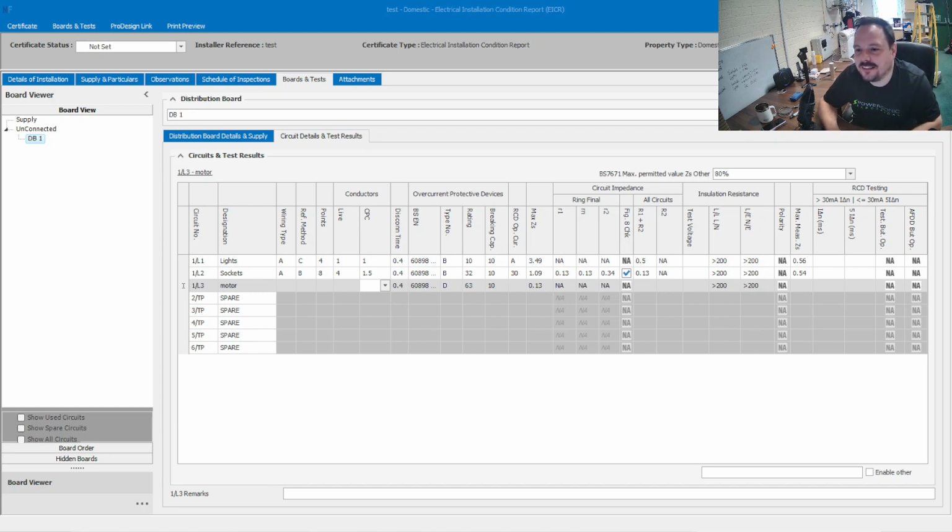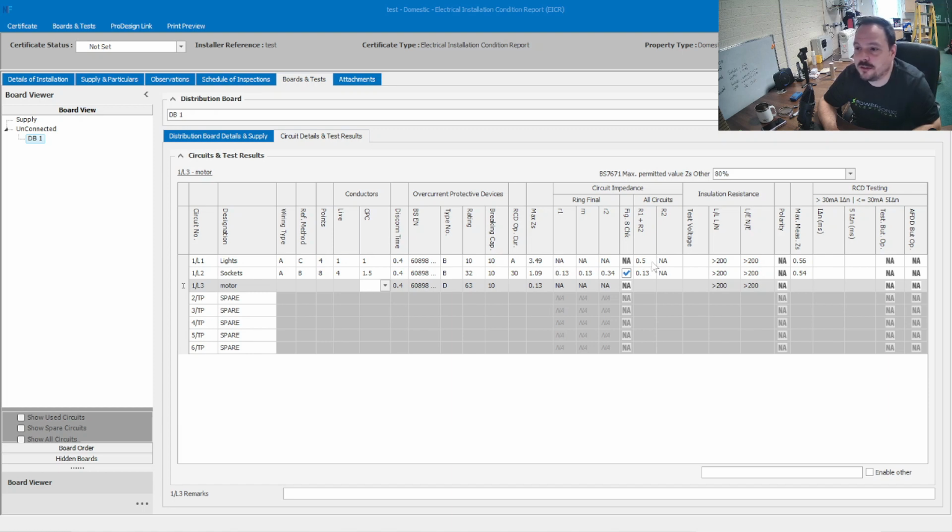You'll see here we've got the Napit desktop opened. I've put some of the characteristics of the circuits in, so the number of points, the size of the conductors, and the protective devices at play. And if we go through the lighting one first, we've got a B10 with our max Zs of 3.49, so quite a generous figure to shoot at.